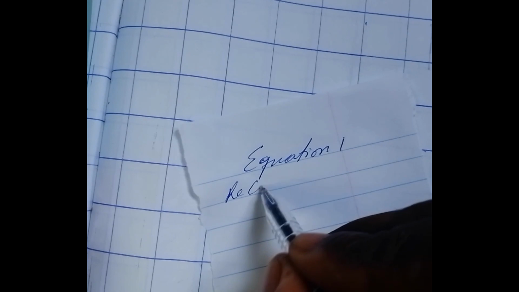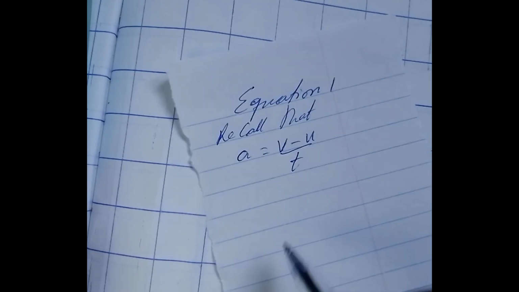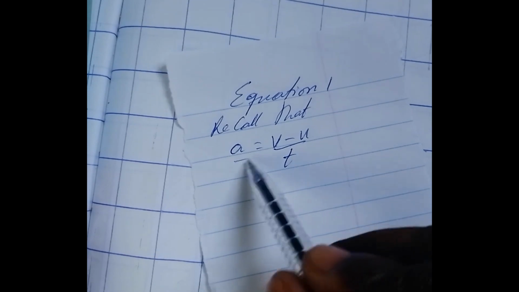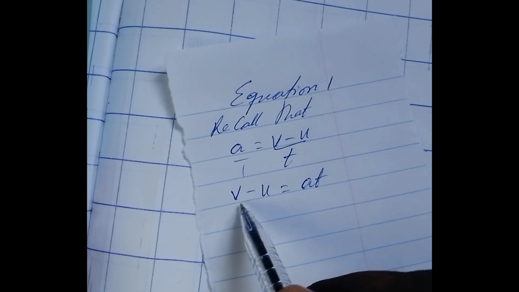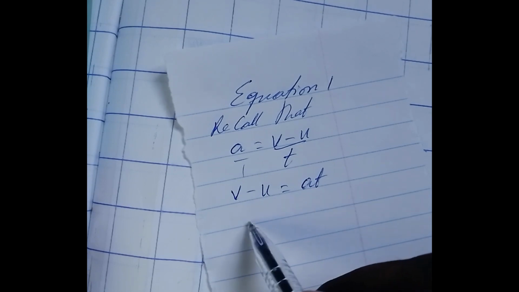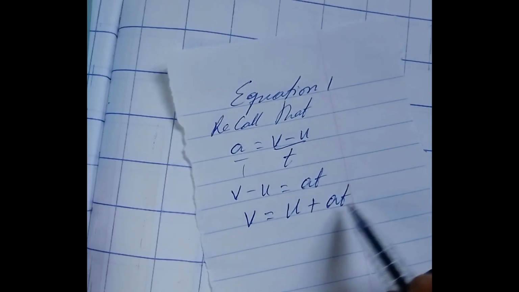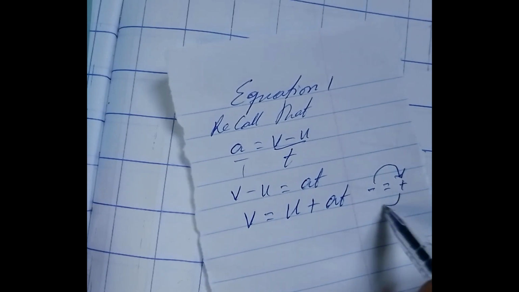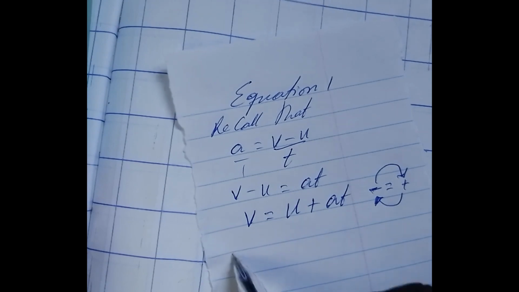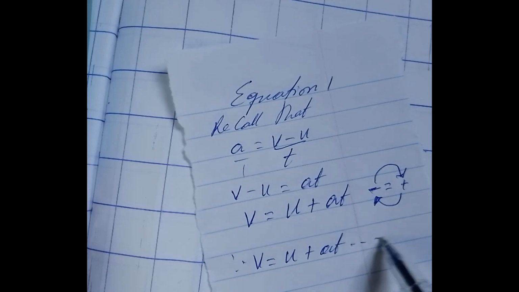So we recall that acceleration equals v minus u over t. So in this case now, we cross multiply. So we'll be having v minus u equals at. Now the next thing we need to do is to make v the subject of the formula. So we'll be having v equals u plus at. Don't forget, when minus crosses the border of the equality sign, it's going to change to plus, and when plus crosses the border, it's going to change to minus. So therefore, v equals u plus at, that is our equation 1.